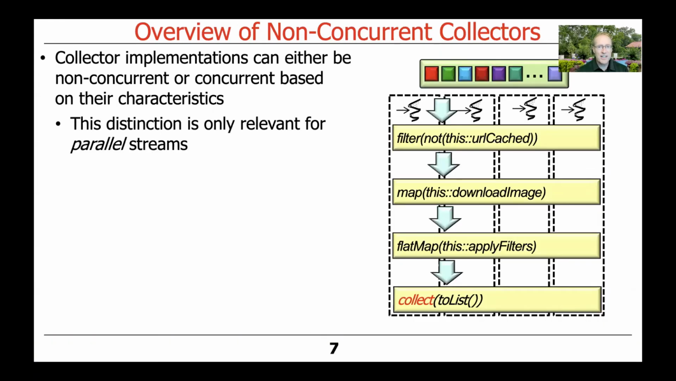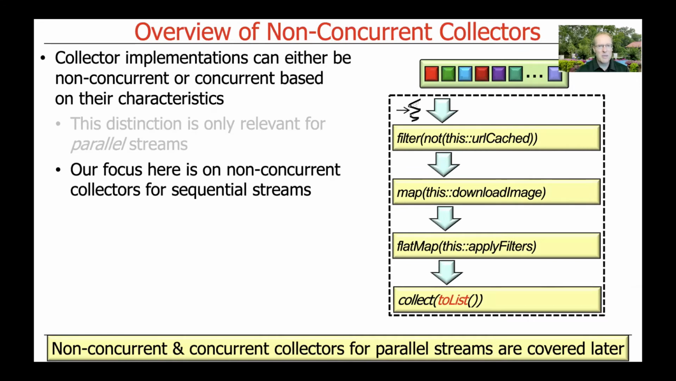The distinction between concurrent and non-concurrent collectors is only really relevant for parallel streams. And as we'll see later as we get further on into this, with sequential streams, which is what we're looking at here, you would use non-concurrent collectors. For parallel streams, you can either use concurrent collectors or non-concurrent collectors. That may seem a little odd at first because you might think, well, gee, how could I use a non-concurrent collector for a parallel stream? And don't worry, I will explain all that when we get to that point.